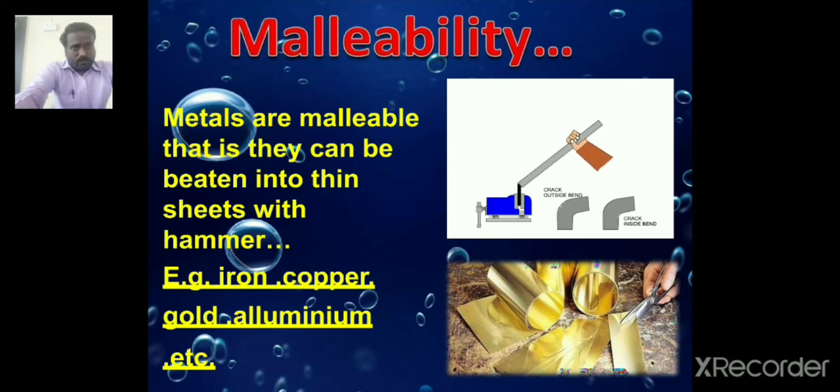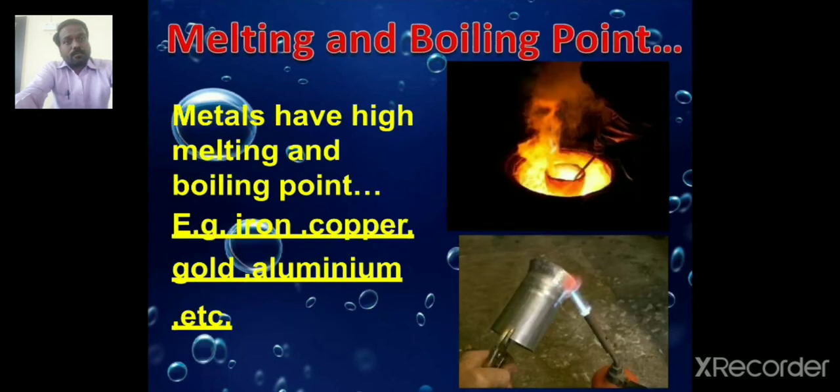One hand has bent down the metal and it can be converted into various shapes. That's why we say such type of metals are called malleable, which can be given any shape. That's why we say metals are malleable, which can be beaten into thin sheets with hammers. Example, iron, copper, gold, aluminum.